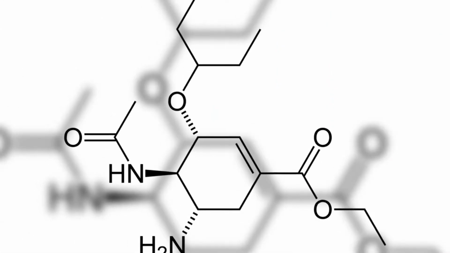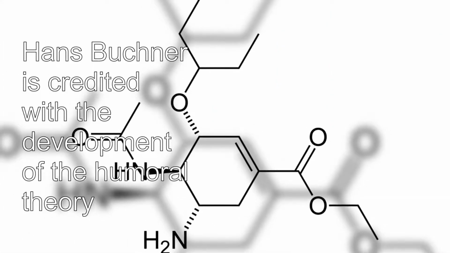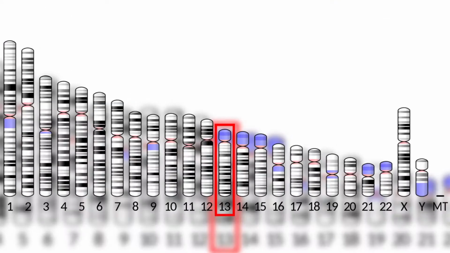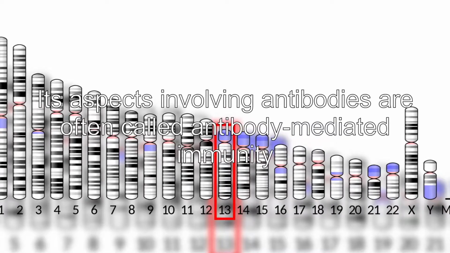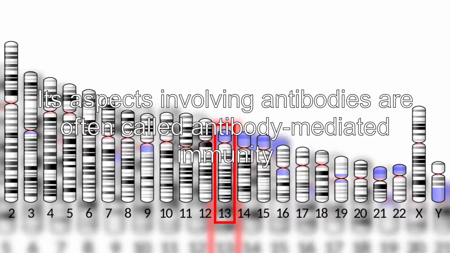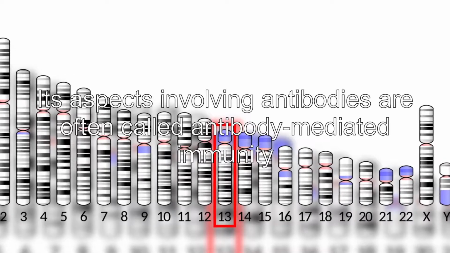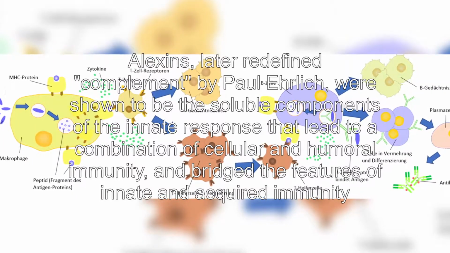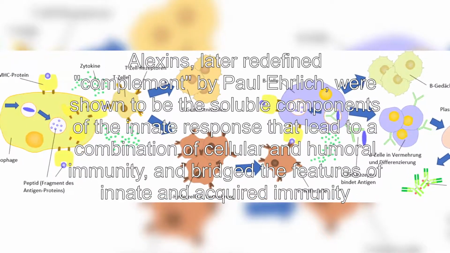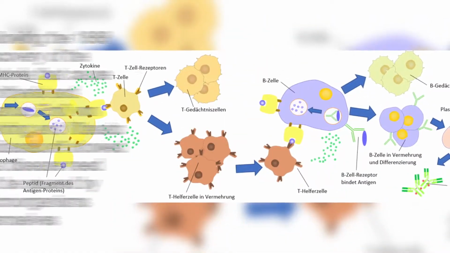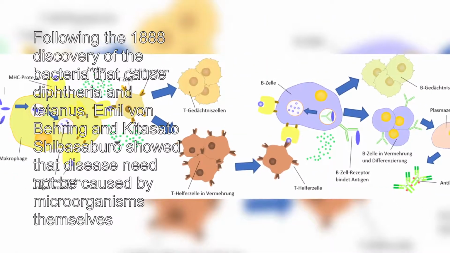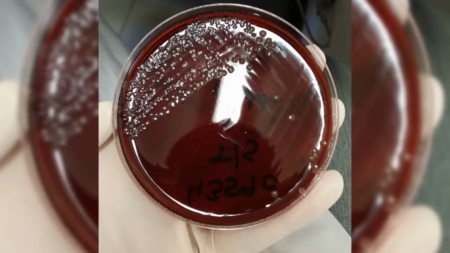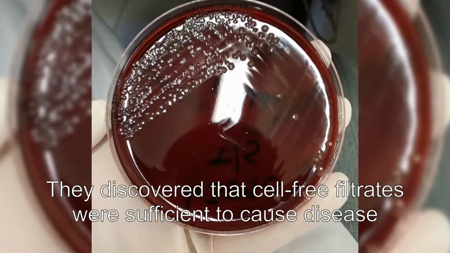The concept of humoral immunity developed based on analysis of antibacterial activity of the serum components. Hans Buchner is credited with the development of the humoral theory. In 1890 he described alexins, or protective substances, which exist in the blood serum and other bodily fluids and are capable of killing microorganisms. Alexins, later redefined as complement by Paul Ehrlich, were shown to be the soluble components of the innate response that lead to a combination of cellular and humoral immunity, and bridged the features of innate and acquired immunity following the 1888 discovery of the bacteria that caused diphtheria and tetanus.